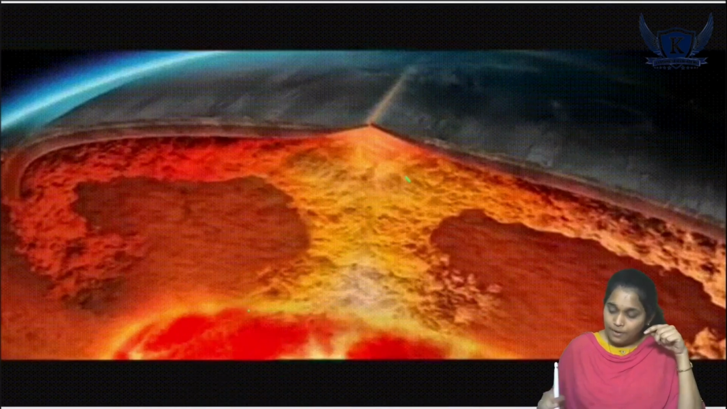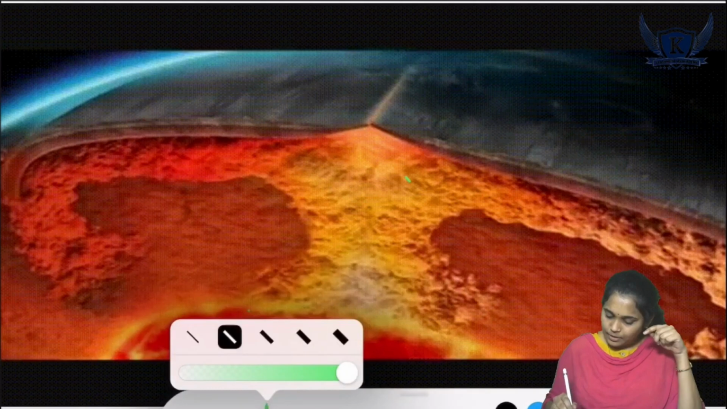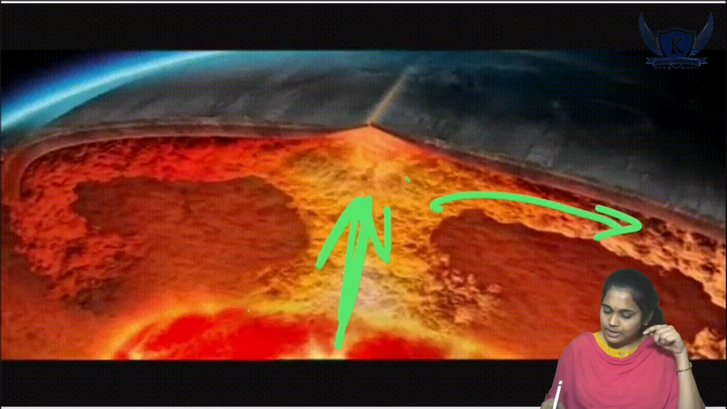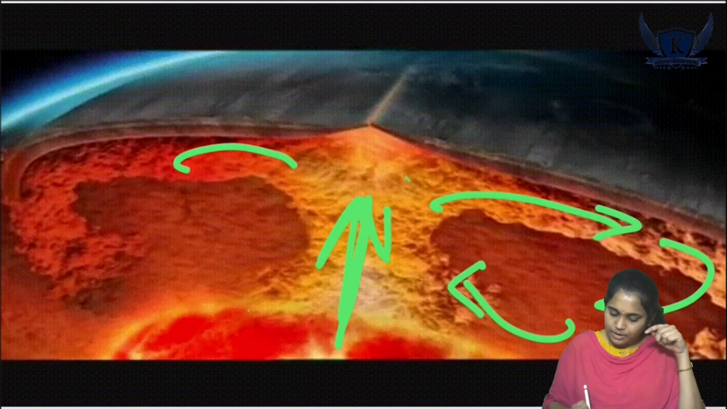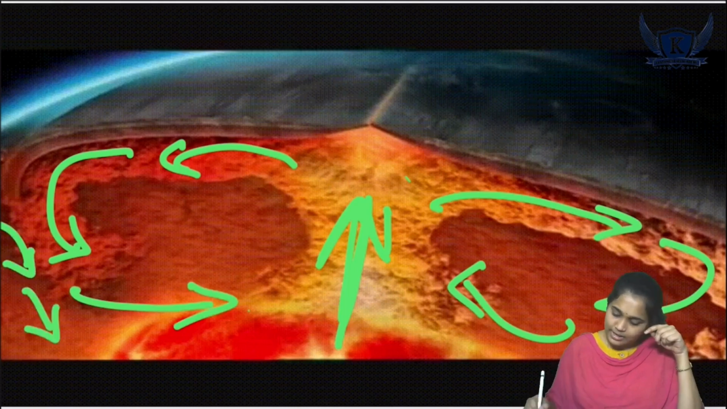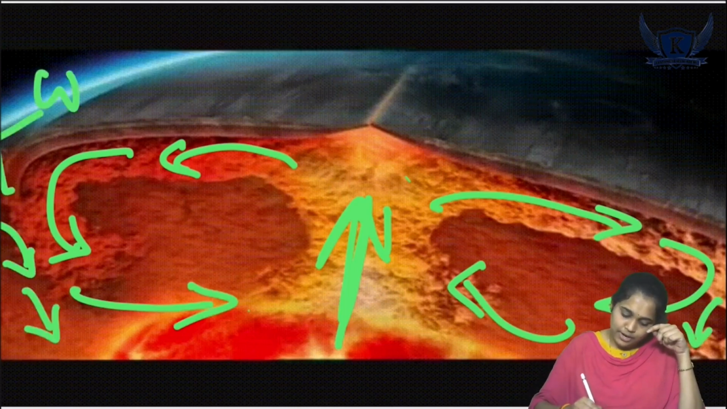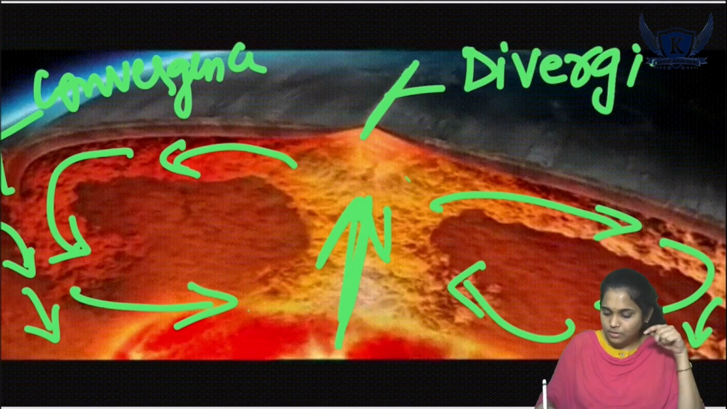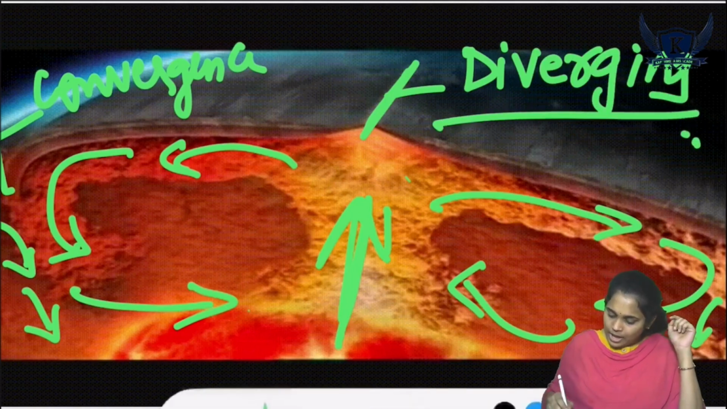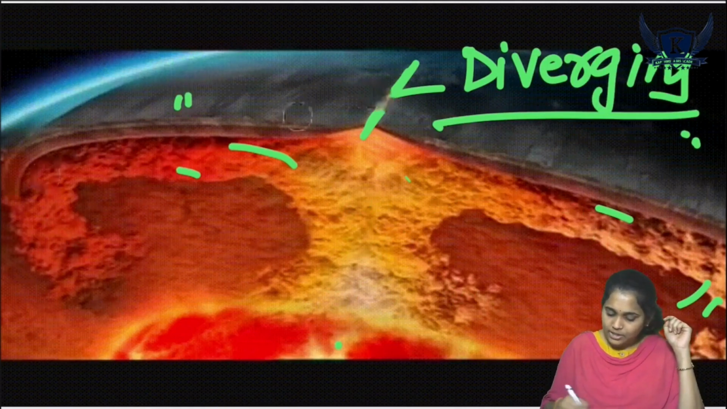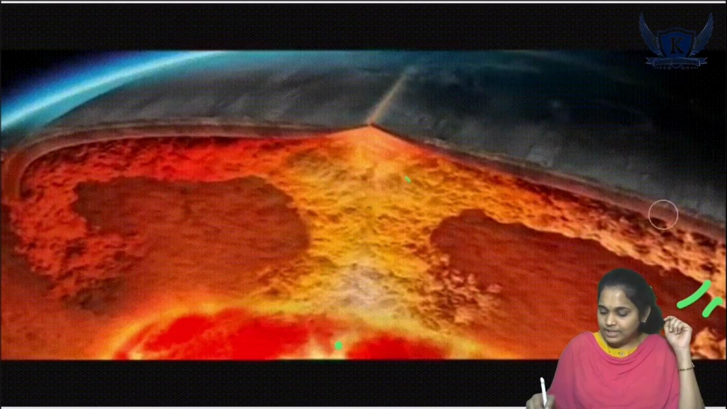So if you observe from the middle part, from the core part, it is rising like this, and then it is turning like this and creating a convectional current, right? Here somewhere around, you will have another convectional current being seen. So here you observe convergence, and here this part is diverging, right? So Holmes's theory of convectional current gives a basis for the creation of tectonic plates, which is nothing but your plate tectonic theory.